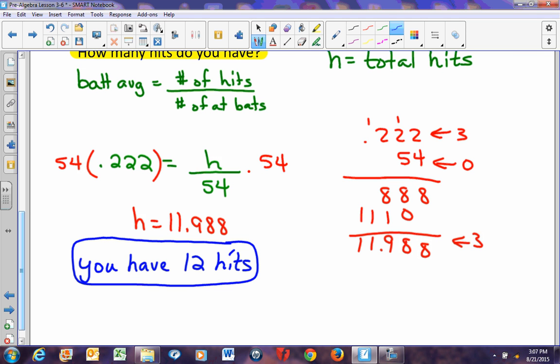So solving equations by multiplying and dividing decimals is the same process as solving equations with integers. The only difference is you have to pay attention to your decimals now.